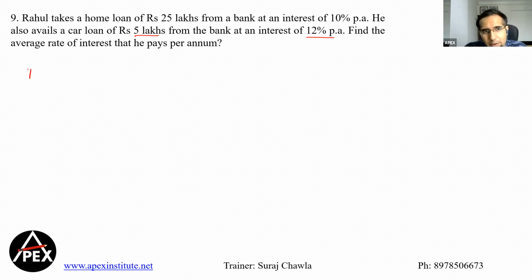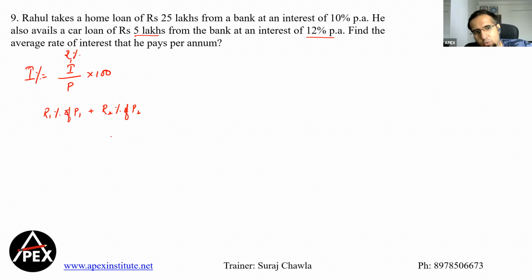Now, please remember, interest percentage is calculated as interest by principal into 100. This should be enough for you to apply alligations here. Is this point clear? So what is in my denominator? My denominator has principal, and on top we have the rate percentage. Always remember, this will be R1 percent of P1 plus R2 percent of P2, divided by P1 plus P2, into 100.